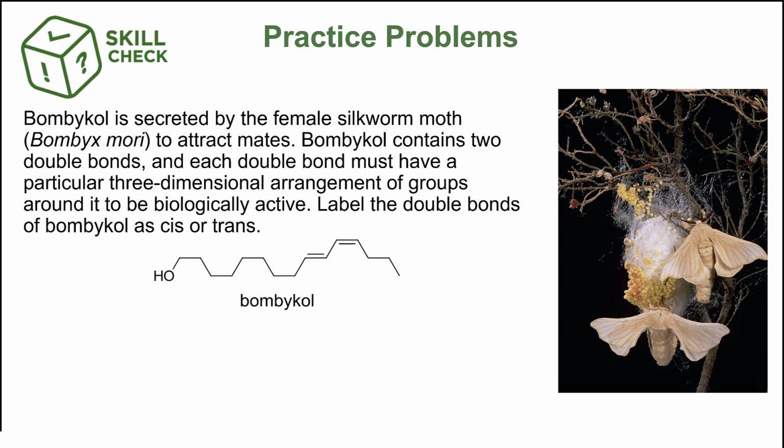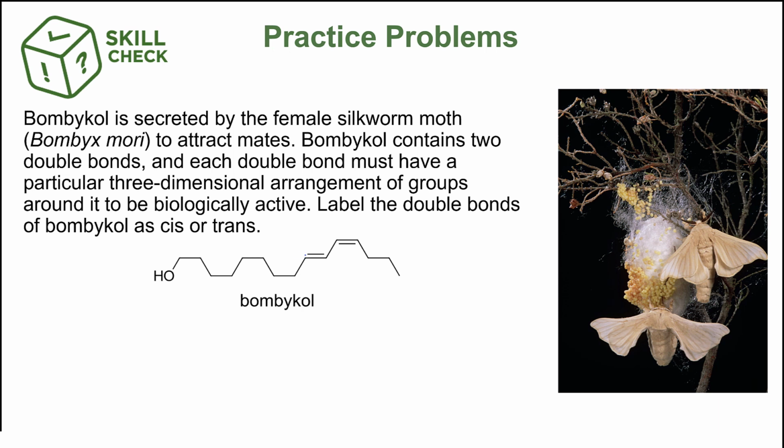Bombykol is secreted from the female silkworm moth in order to attract mates. And this contains 2 double bonds. Each of them have 3-dimensional arrangements that are different, and it's required for it to be biologically active. So we're going to determine if those double bonds are cis or trans.